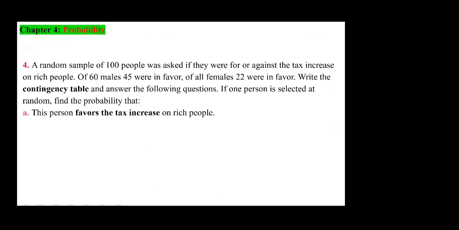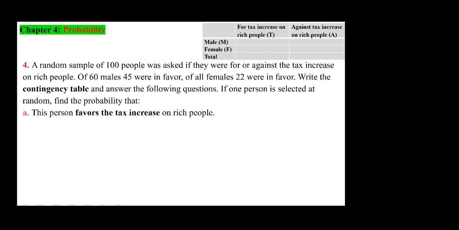A random sample of 100 people was asked if they were for or against the tax increase on rich people. Of 60 males, 45 were in favor. Of all females, 22 were in favor. Write the contingency table and answer the following questions. If one person is selected at random, find the probability that A, this person favors the tax increase on rich people. So the most important part is to be able to come up with the contingency table accordingly.